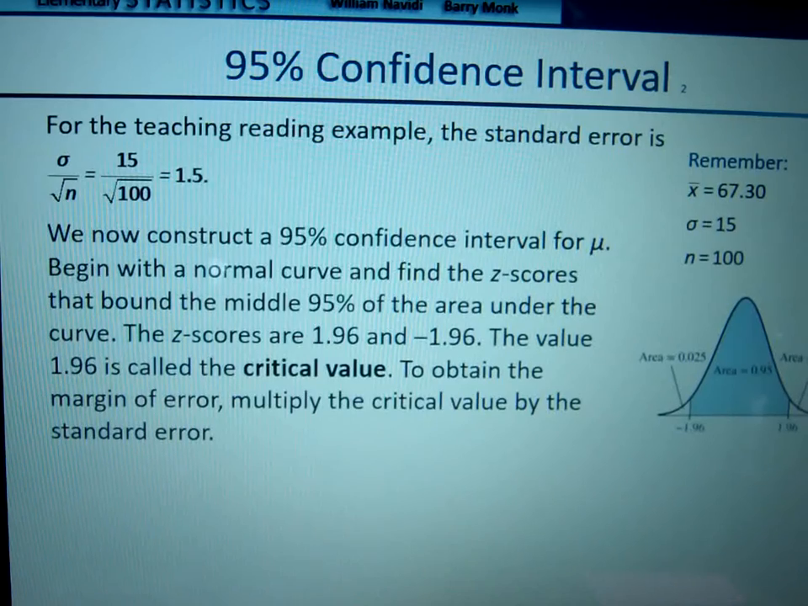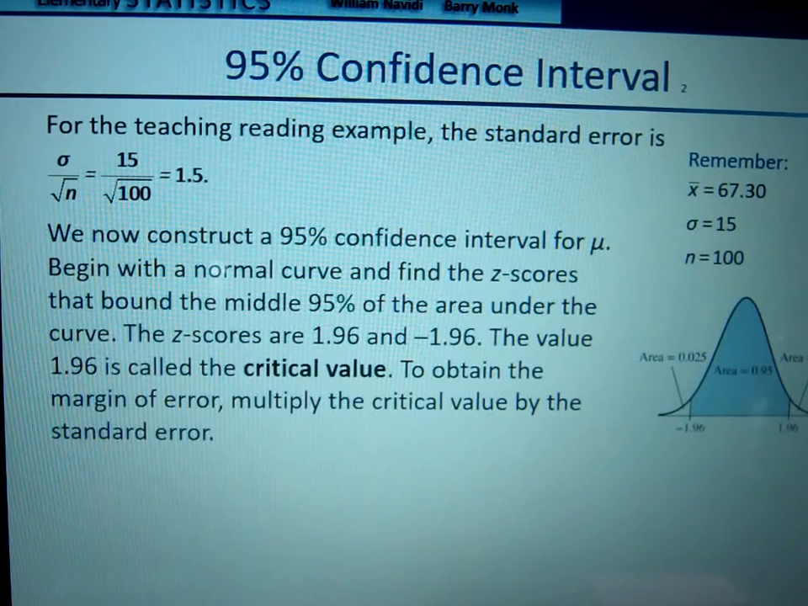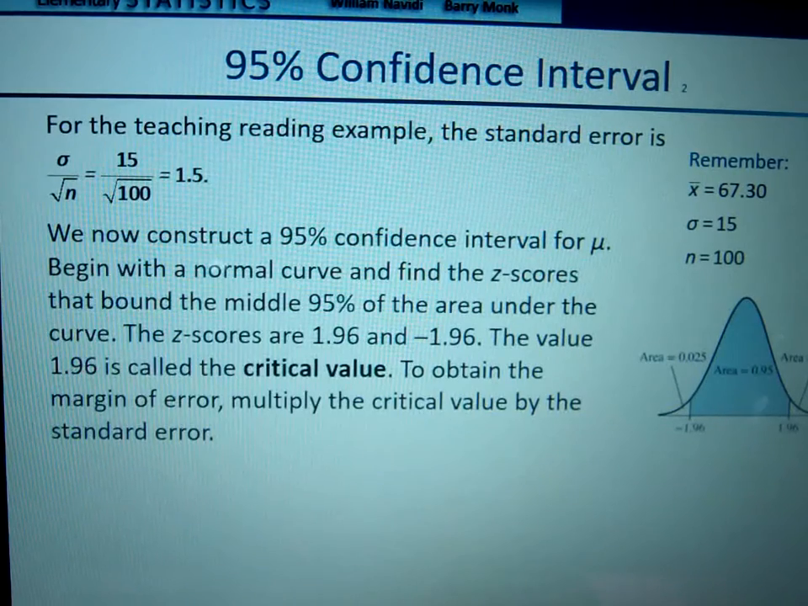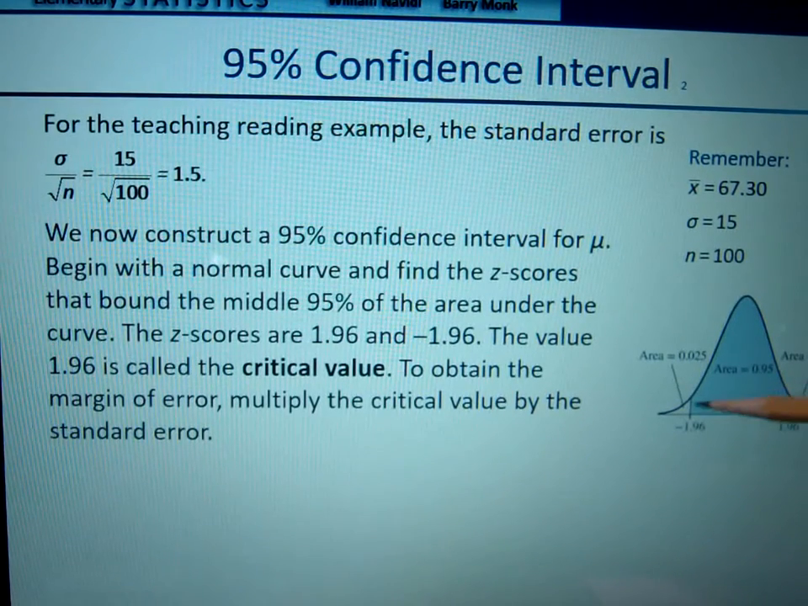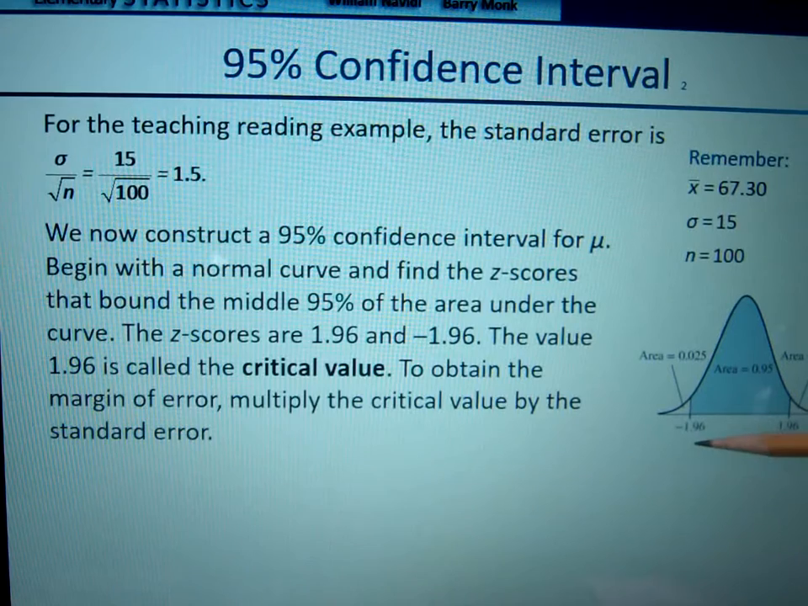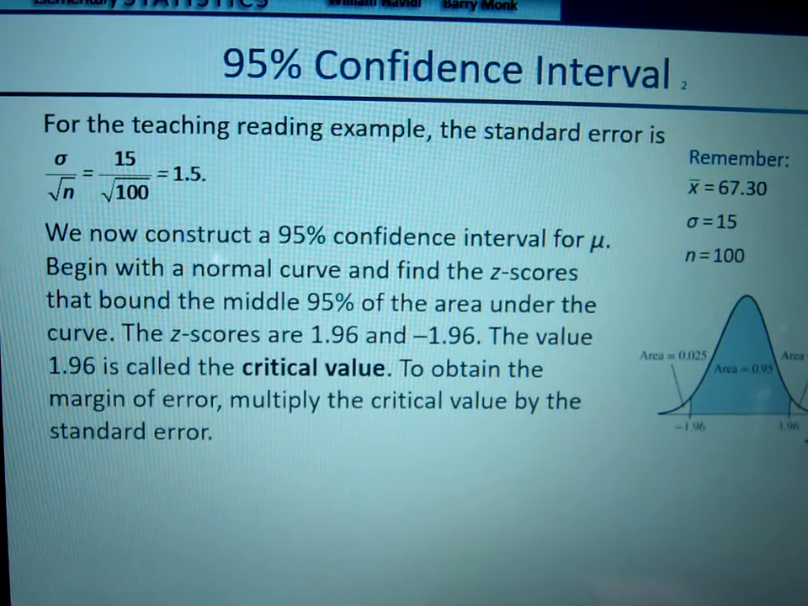Now, to construct a 95% confidence interval for mu, we begin with a normal curve and find the z-scores bounding the middle 95% area of the curve. A 95% interval is a common interval, so we know that the z-scores are negative 1.96 and 1.96. You might say, well, I didn't know that. Probably because we have been learning so much in a short period of time, but these are two common ones that you will use that match up with the 95% confidence interval. The value of 1.96 is called a critical value.